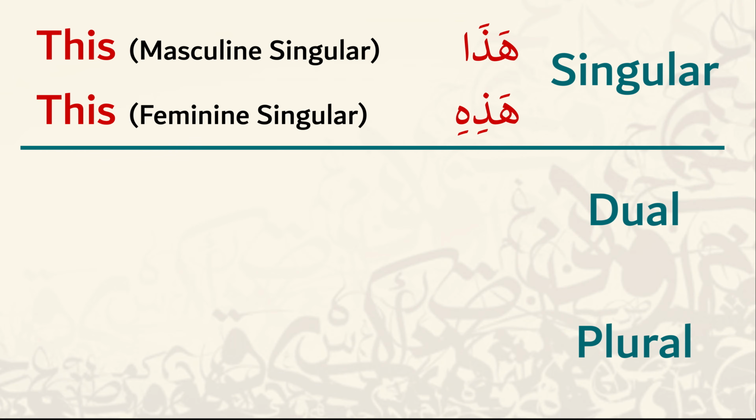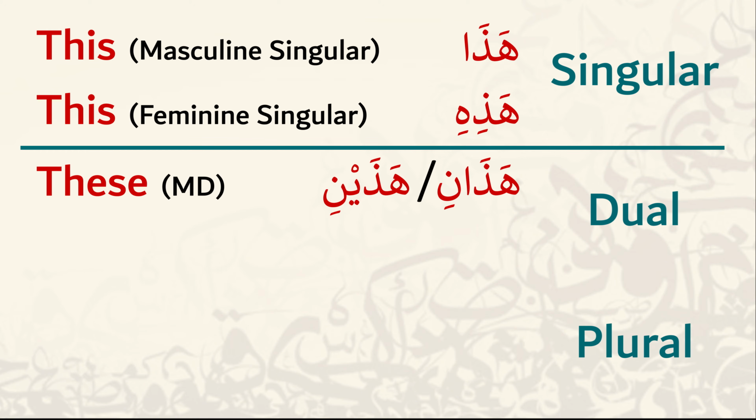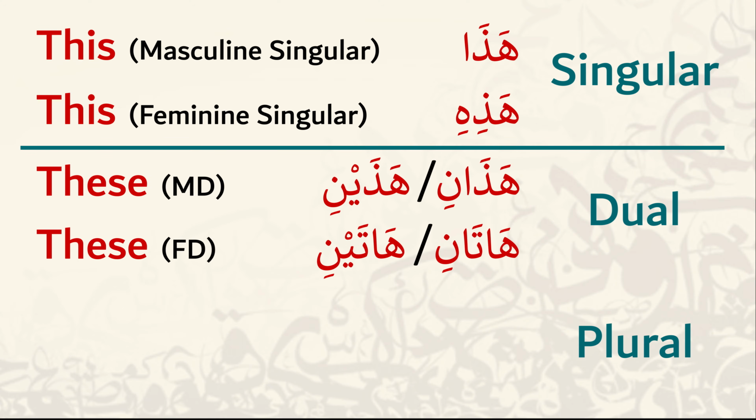Moving now to the dual, we have هذان or هذين. Both of them mean these for masculine dual. The difference is هذان is used in the nominative case, while هذين is used in both accusative and genitive cases. The next one for dual is هاتان or هاتين, meaning these for feminine dual.